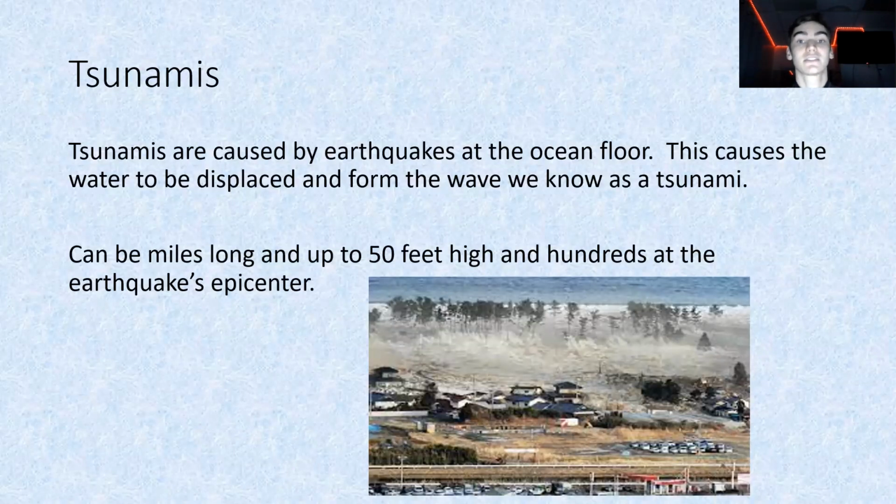And the last natural disaster that is produced by these subduction zones are tsunamis. Tsunamis are caused by earthquakes at the ocean floor. This causes the water to be displaced and form the wave we know as a tsunami. These tsunamis can be miles long and hundreds of feet high even.